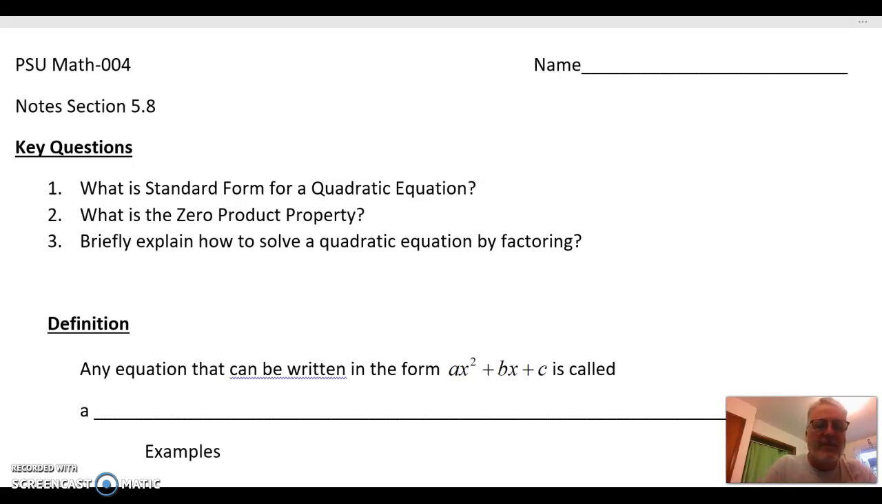Okay, let's jump right in. We're going to talk about solving equations by factoring. And all the equations we're going to talk about tonight are going to be quadratic equations. So any equation that can be written in the form ax squared, that's the key. It's got the x squared, plus bx plus c, is called a quadratic equation.